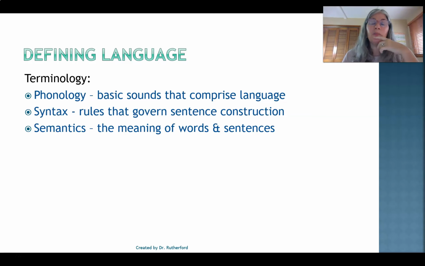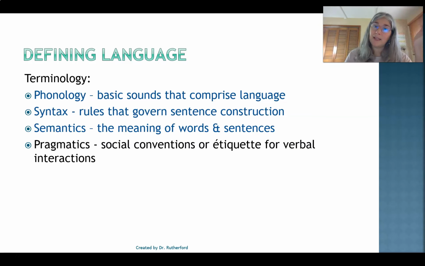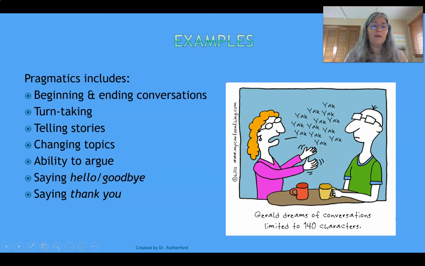All right, so the 4th component that is necessary for mastering language is pragmatics. Pragmatics I find the most interesting. So these are the social conventions that we use, or shall we say the language etiquette, when we are engaged in verbal interactions with another person. Pragmatics allow for effective communication, and they're also indicative of social skills as well.